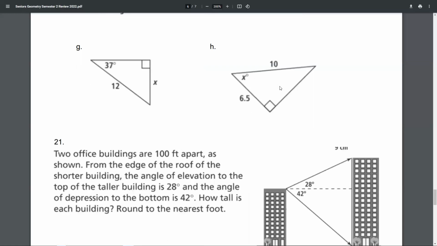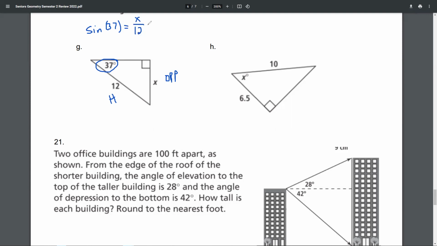Next one here. So we're solving for a side, and we only have one other side, so we need to use regular trig. So I'm going to label the hypotenuse, which is 12. And I'm going to circle the angle. X is across, so that's opposite. If it's opposite, we're going to use sine. So the sine of 37 equals opposite, which is x, over the hypotenuse, which is 12.